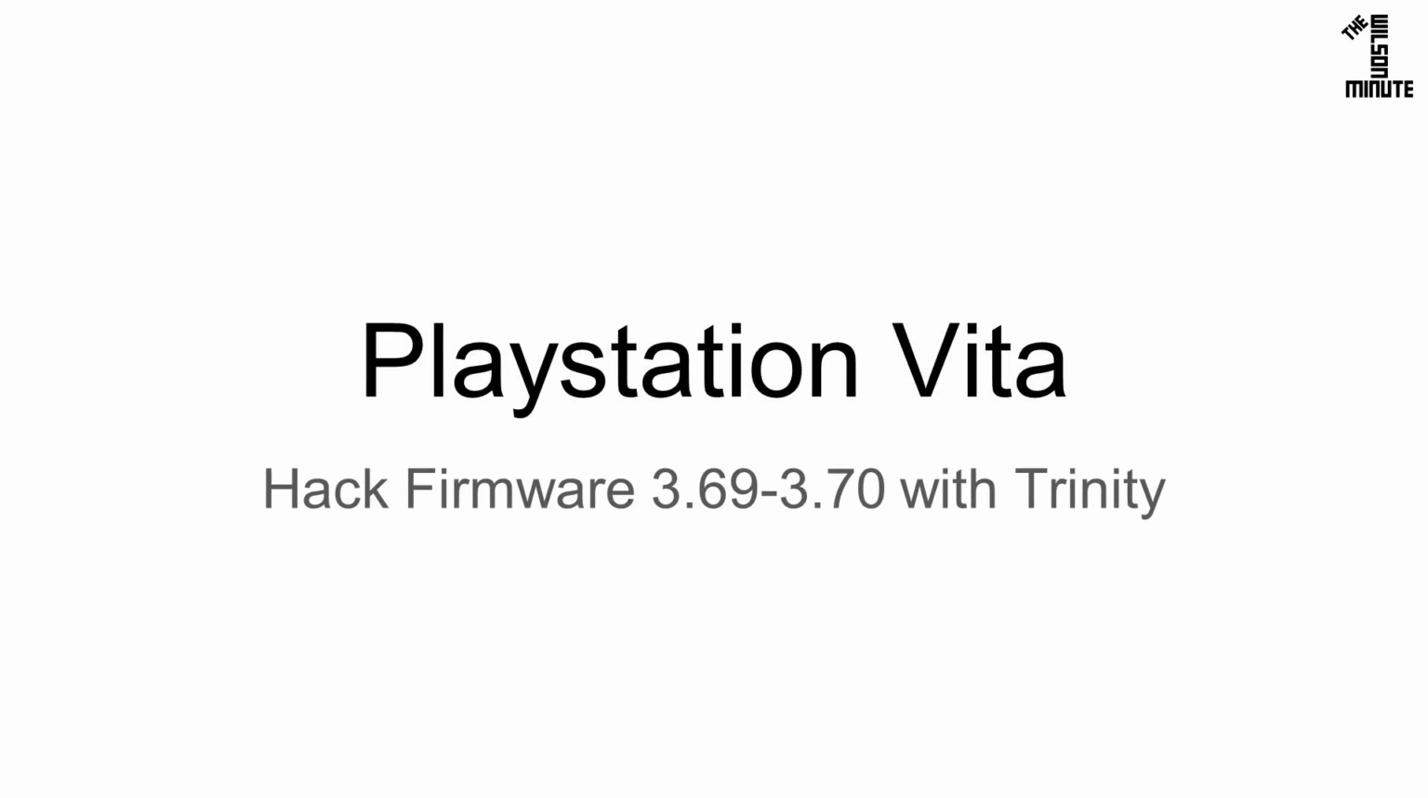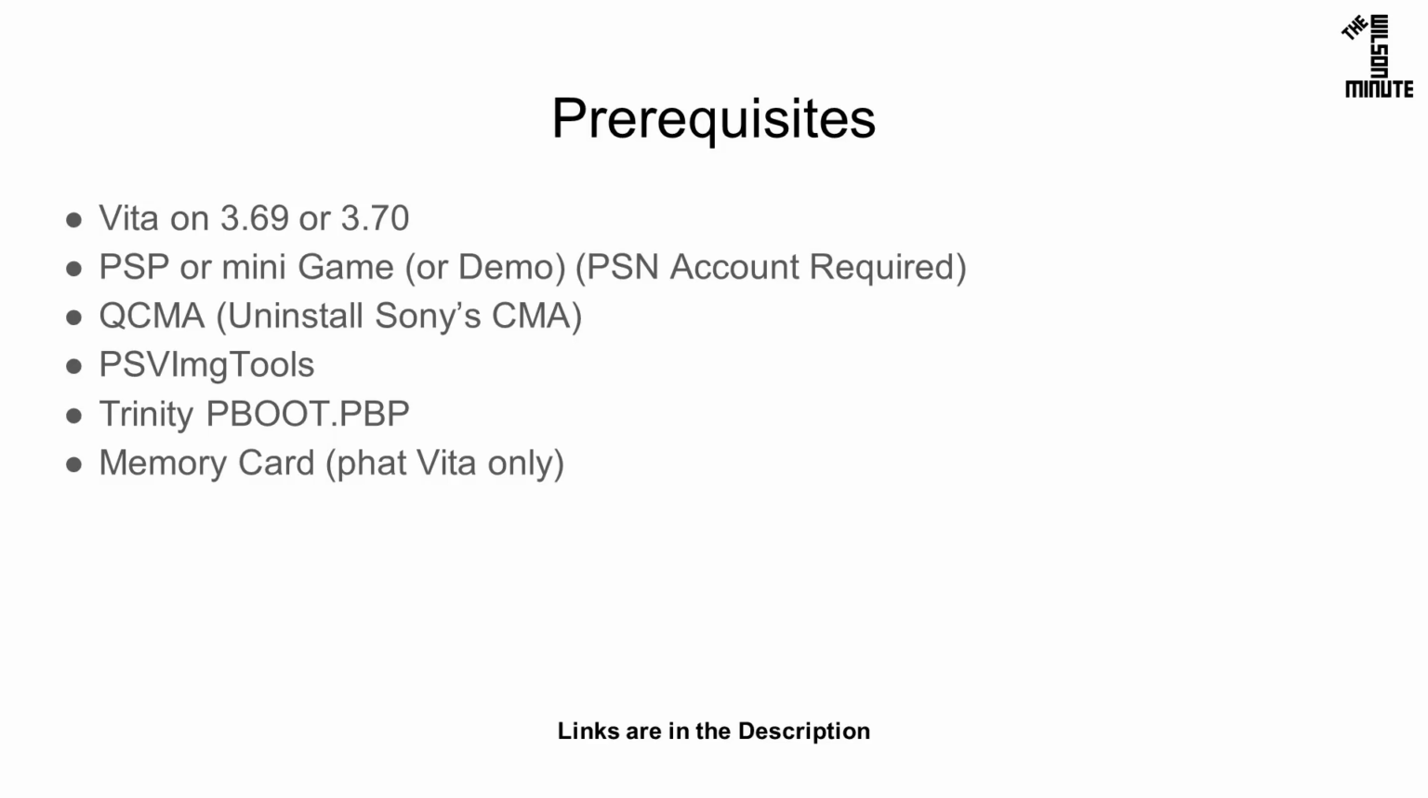Today we will hack firmware 3.69 or 3.70 with Trinity. You will need firmware 3.69 or 3.70 and a PSP or mini game or demo downloaded from your PSN account. You will also need QCMA, psvimg-tools, and the Trinity file. Finally, FAT owners will need a memory card.